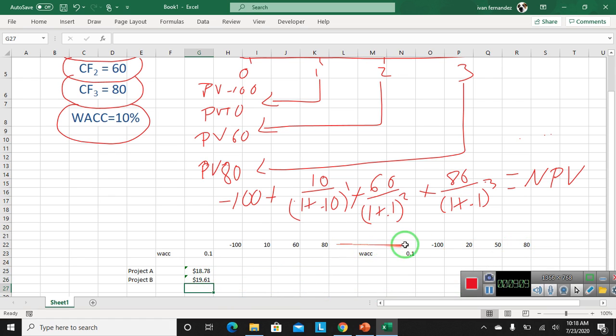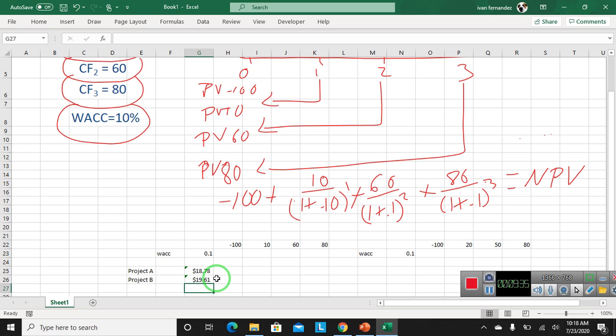1961. Now, these two projects, they look similar. The only difference is the payment on the first year and the second year. So the first year payment went up by 10, the second year payment went down by 10, and yet look what happens. Project B now has a higher net present value than project A. So project B is better than project A. It gives us a higher return.